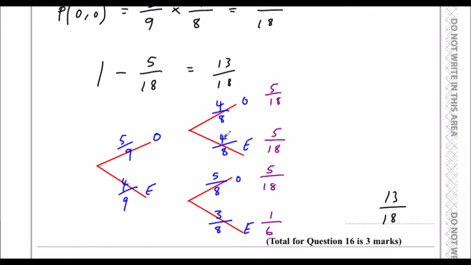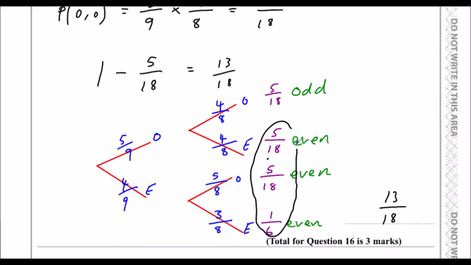So this is the only odd outcome, and these three are even. So if we wanted, we could have added these three together, and that would give us 13/18. Or because all of these four outcomes are all the possible outcomes, they have to add up to 1. We can also do 1 minus 5/18.